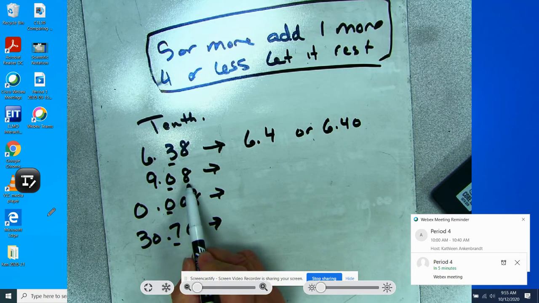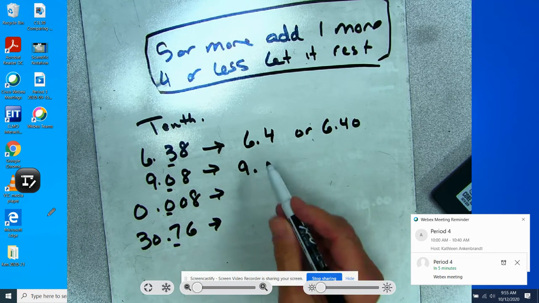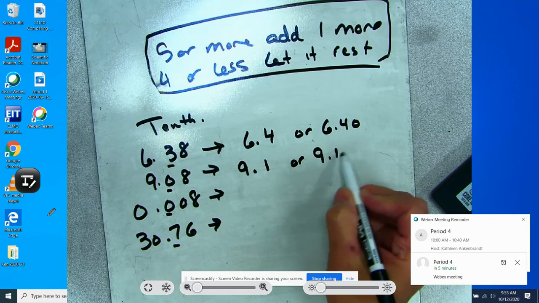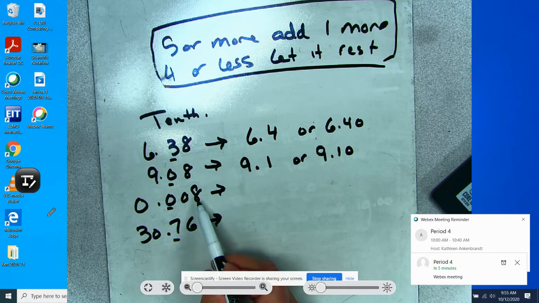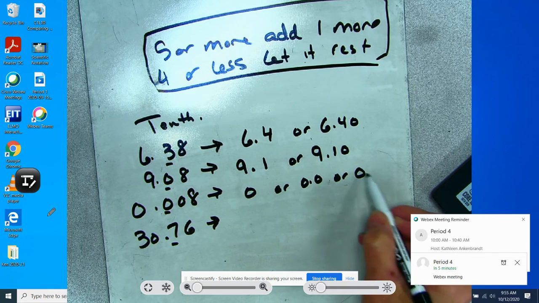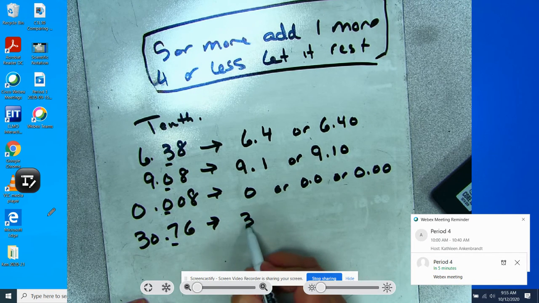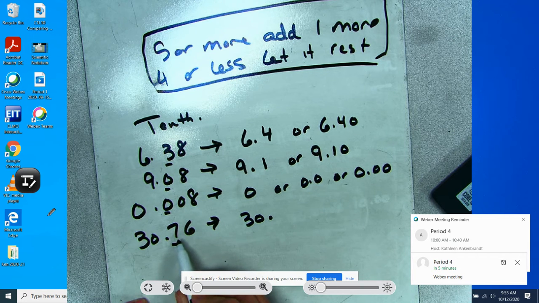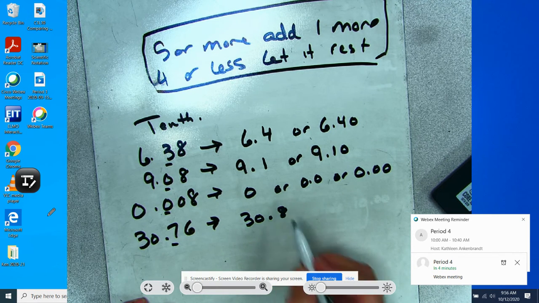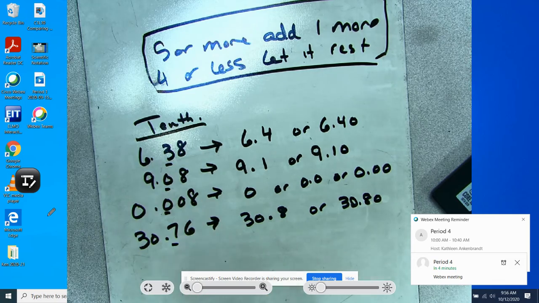6.40. Here, we still have the 9, and that 8 is 5 or more, so we will add 1 more, so this would become 9.1 or 9.10. On this one, that 8 makes that 1 right here a 9, but that 0 is less than 4, so this would actually just be 0 or 0.0 or 0.00, however many zeros you like. On this one, we have our 30, put our decimal. We're going to round to the nearest tenth, so that 7, we look to the right to the 6. 6 is 5 or more, so that 7 will become an 8. Or we could put 30.80. So this would be to the nearest tenth.